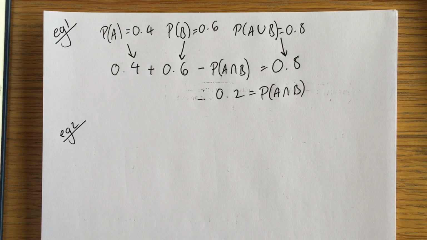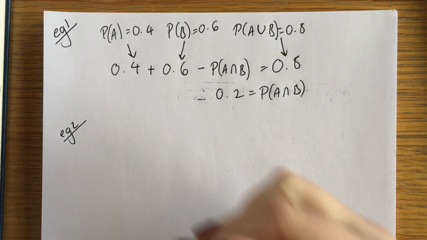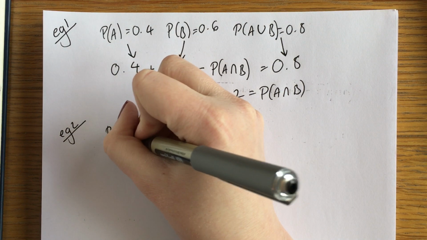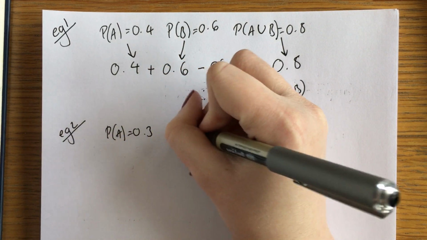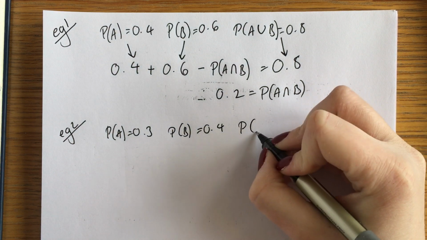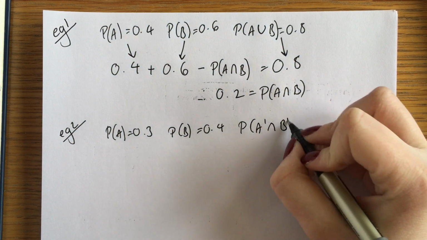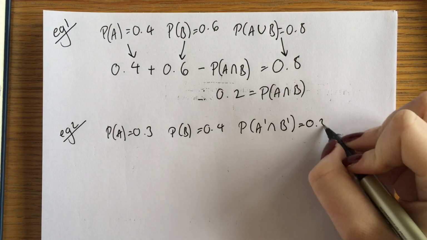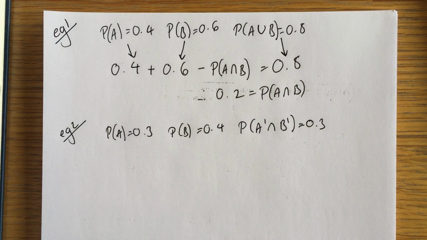Example number 2. There's actually 3 examples on this page, I just haven't numbered the last one. The probability of A is 0.3 and the probability of B is 0.4. And the probability of neither A nor B is 0.3. Work out the probability of A intersection B and explain what this means about the events A and B.